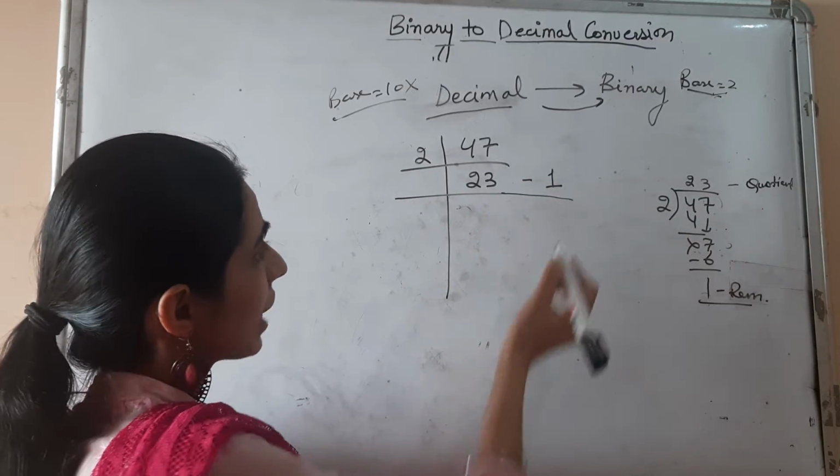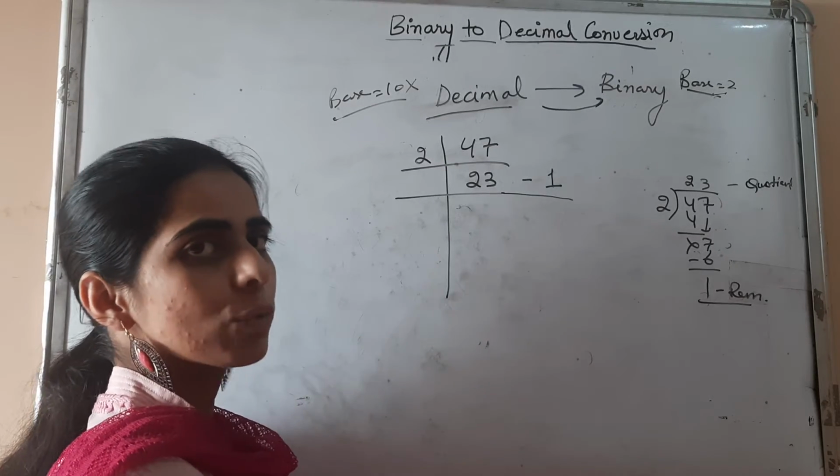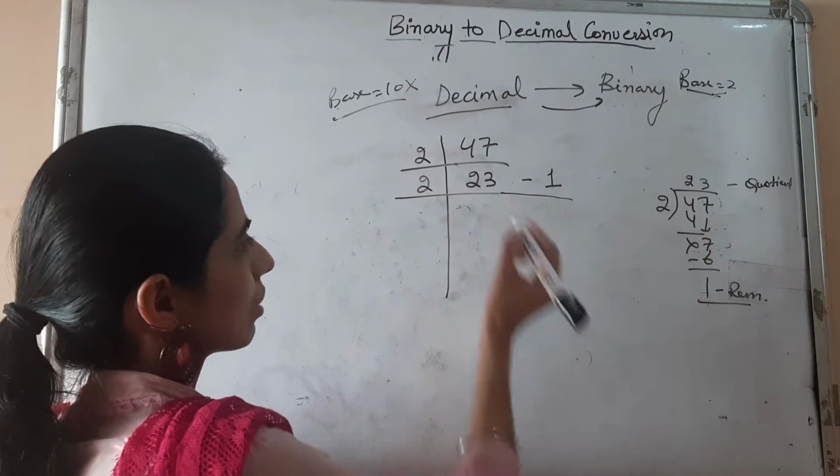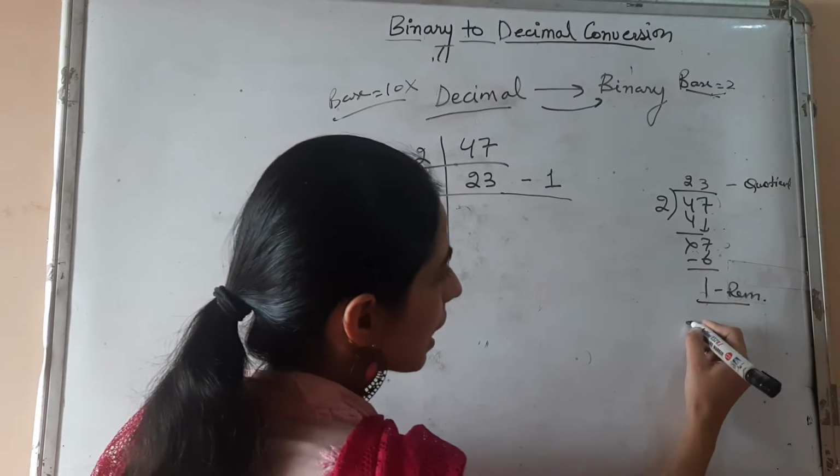Now what I'm going to do next? Now again I'm going to divide it by 2. We will divide it by 2 again. So now let's see what we get on dividing 23.